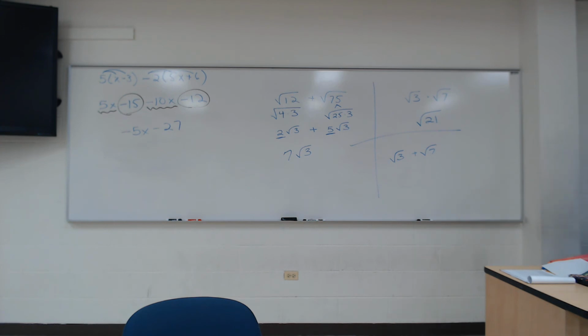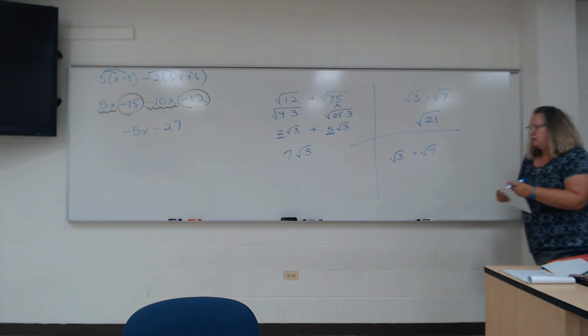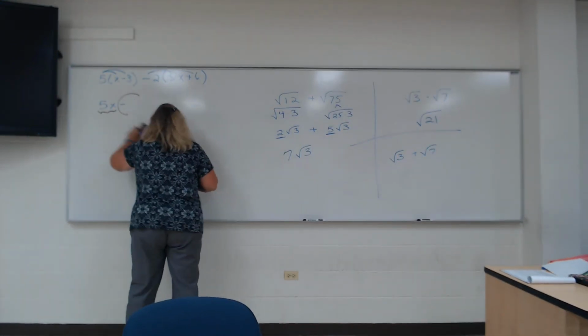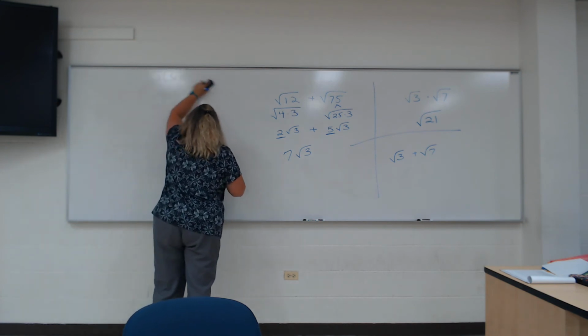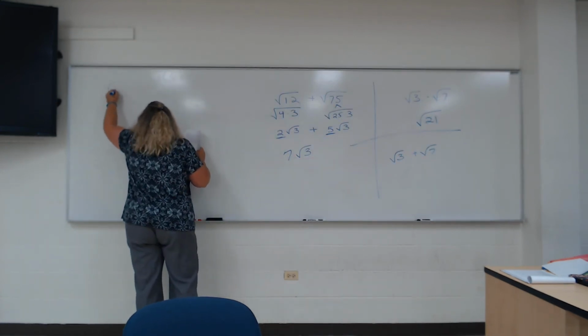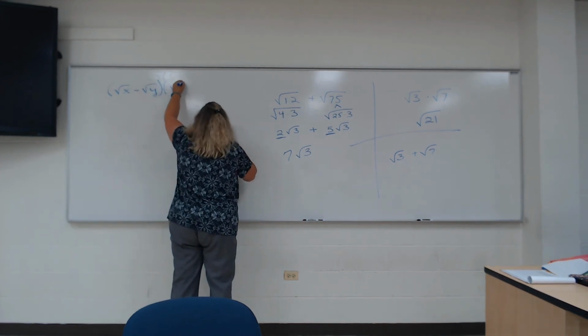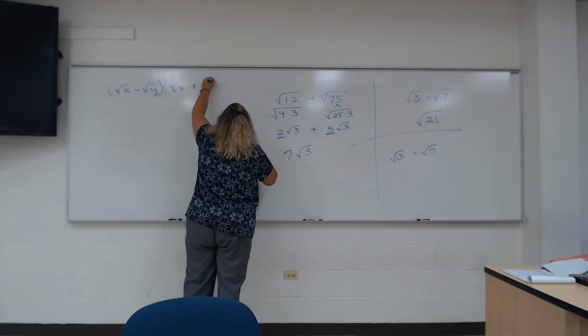Okay, let's do this and then one more. Let's do the square root of x minus the square root of y times the square root of x plus the square root of y.